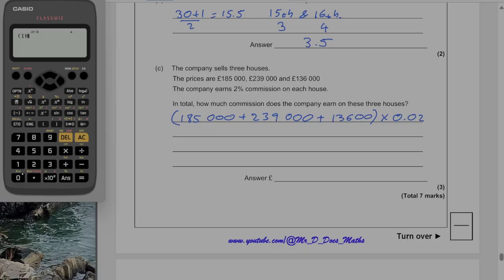So 185,000 plus 239,000 plus 136,000, and then we want to times by 0.02. So we're looking at 11,200.